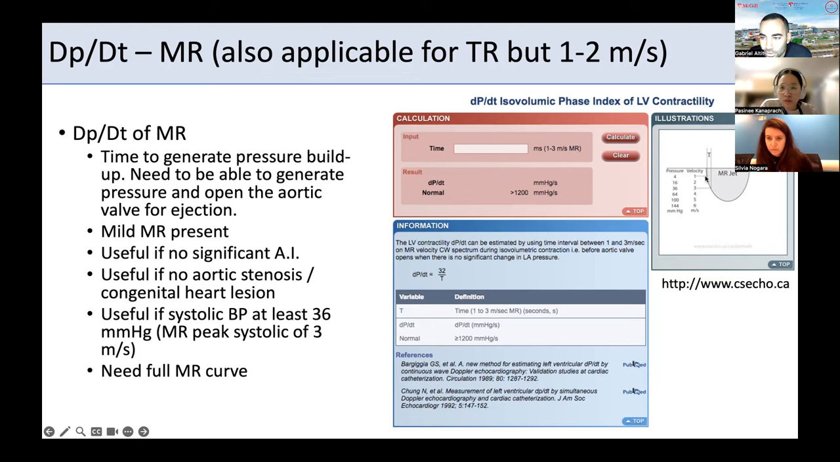So the time it takes to go from 4 millimeters of mercury to 36 millimeters of mercury is the time duration you're going to input. It tells you the amount of time it takes for the left ventricle to go from 1 meter per second to 3 meters per second, which corresponds to 4 to 36 millimeters of mercury. With this time, it gives you what we call a delta of pressure over a delta of time.